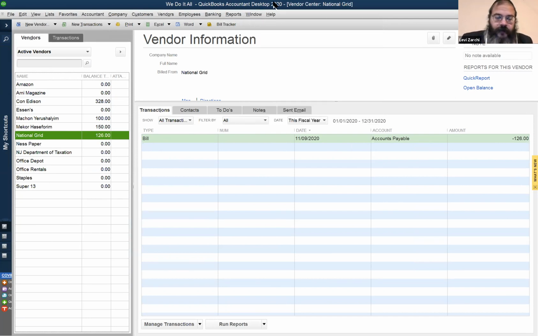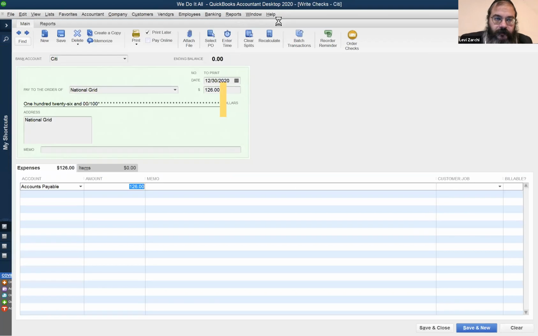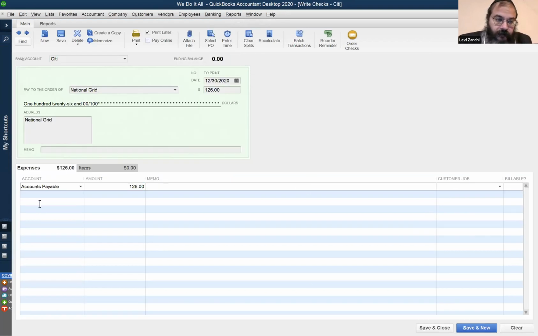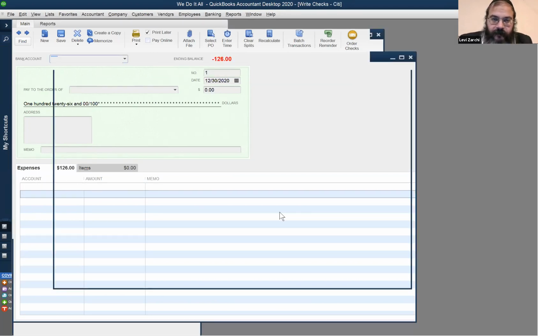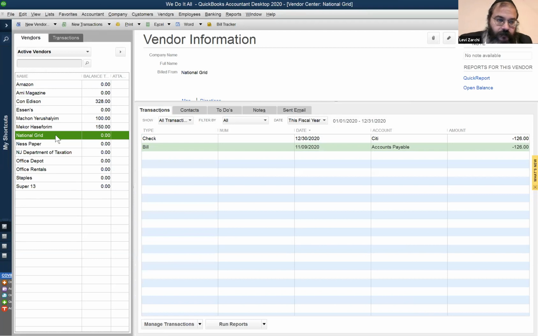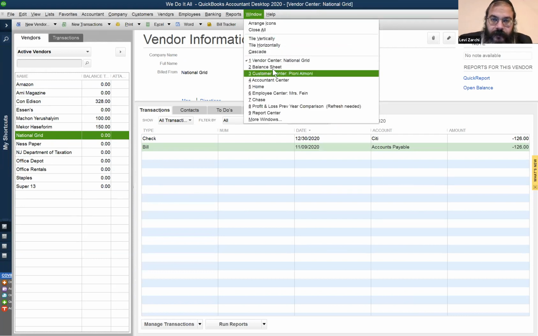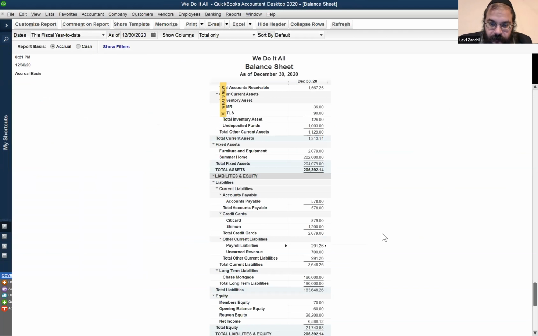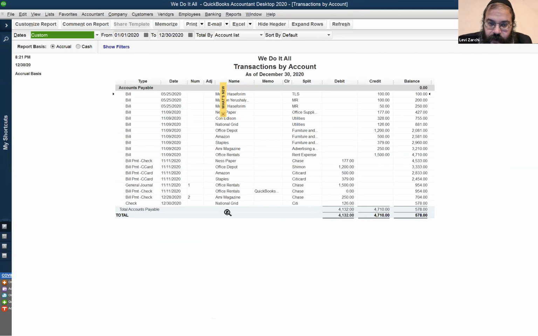Again, how do I go? I go back to my check, Control W. I'm still here. Continue editing. And I think, okay, it's my accounts payable for National Grid. I paid my check. I paid my bill. If I save and close, National Grid here will zero out. It becomes 0. If I go to my balance sheet, my accounts payable also went down to 578. It shows I paid National Grid 126.